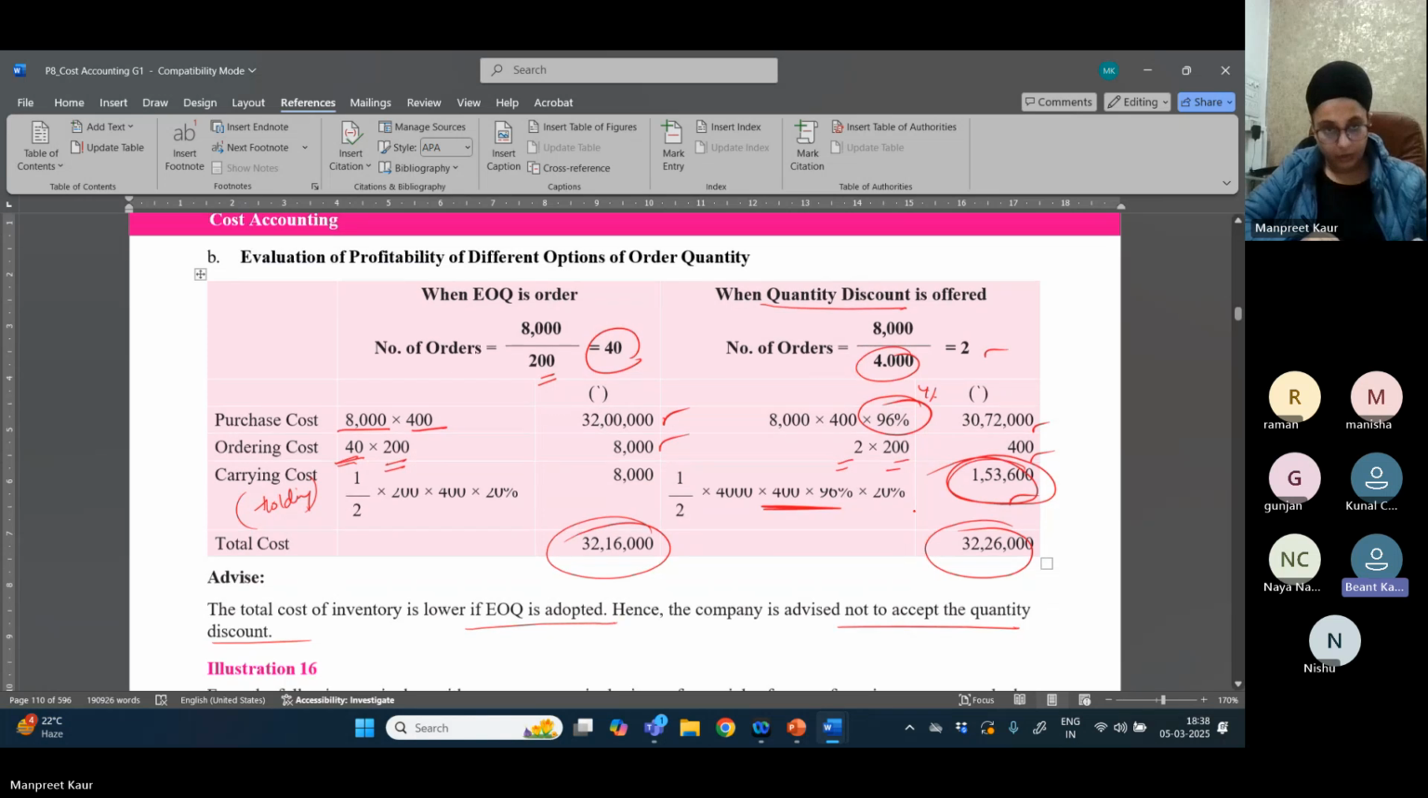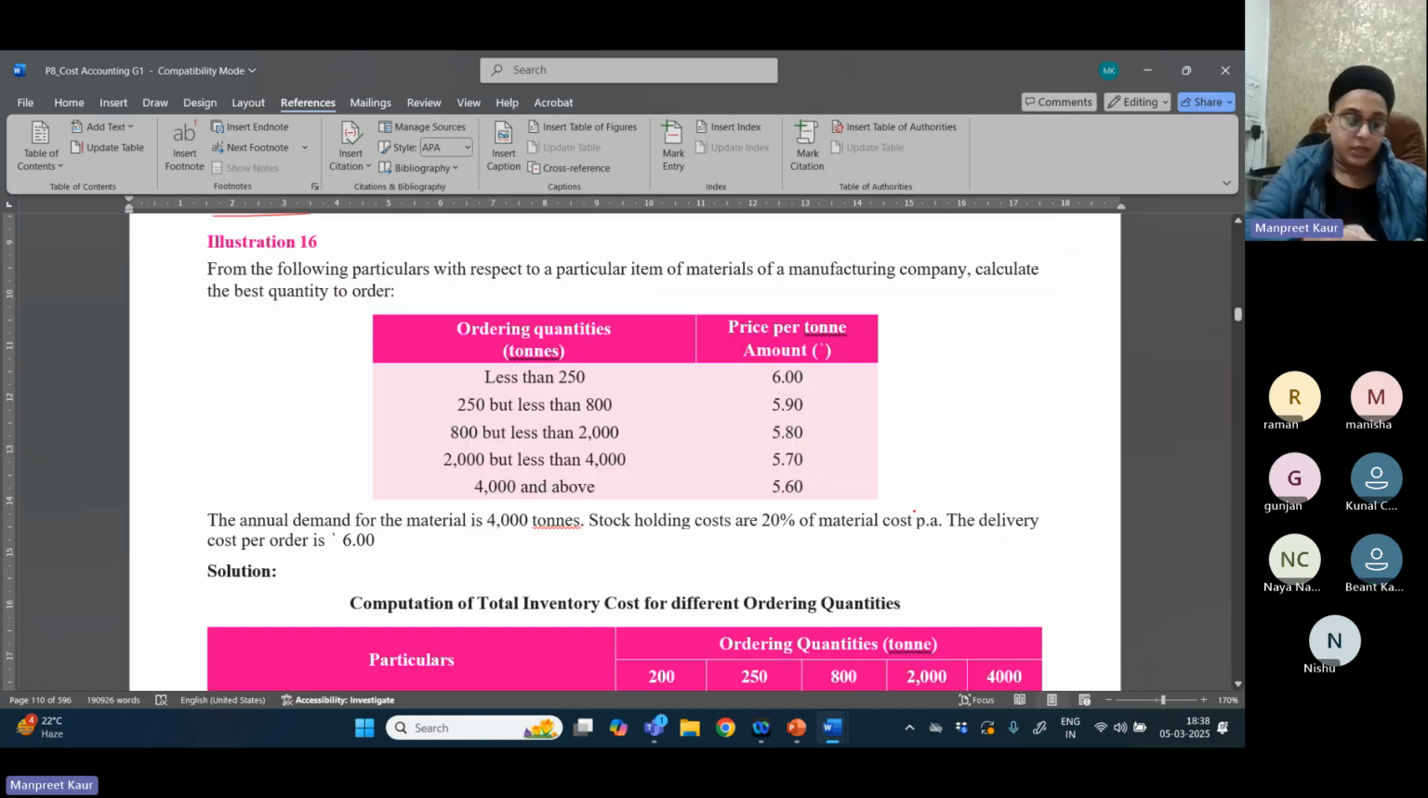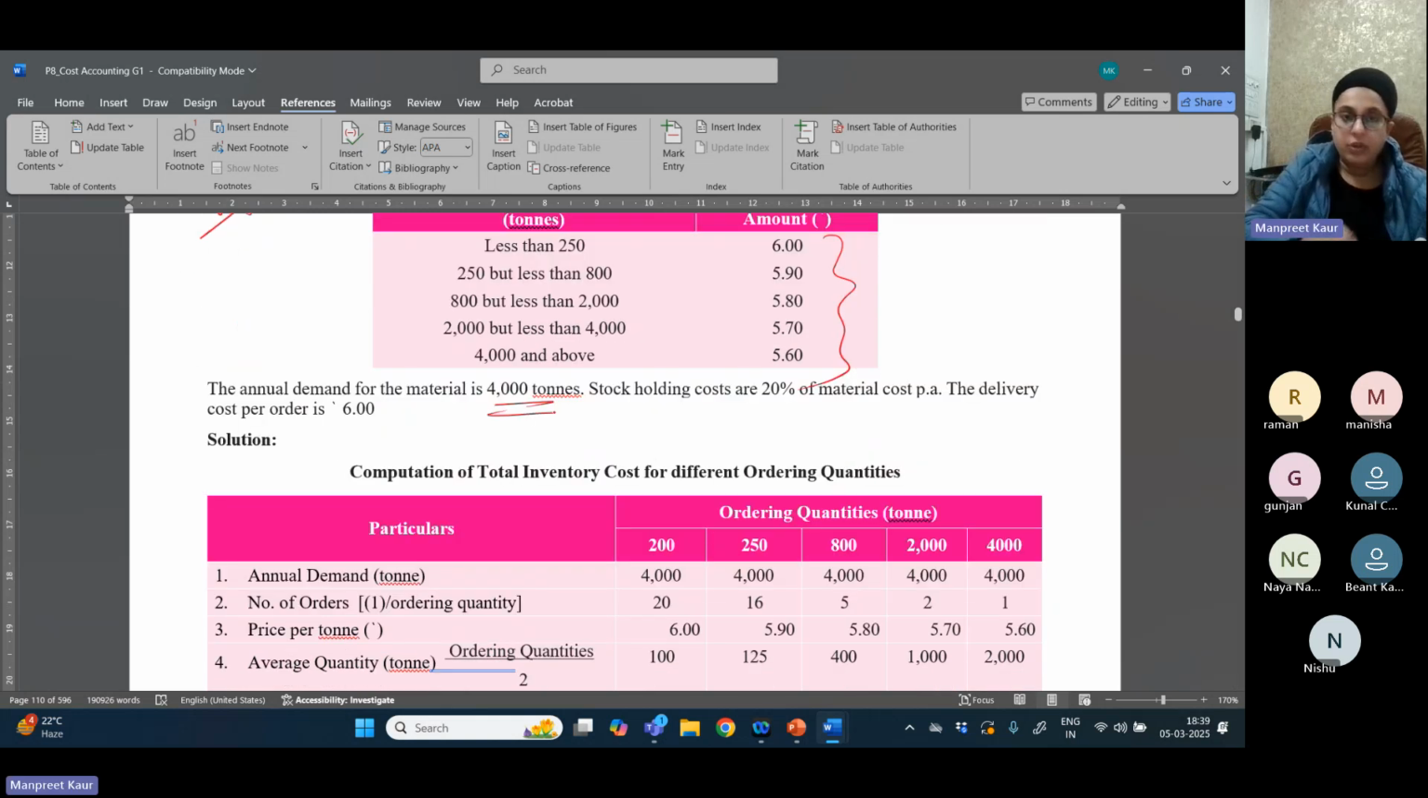No, ma'am. Okay. Last, it is question number 16. It is again a very, very important question from the examination viewpoint. We have been given the ordering quantities: if we order 200, 200 to 800, 800 to 2000, 2000 to 4000, then the price is given. Annual demand is 4000 tons. Stock holding is S and delivery cost is C.